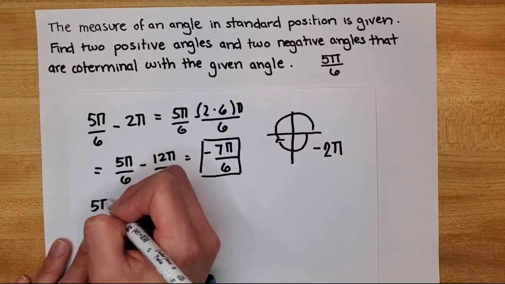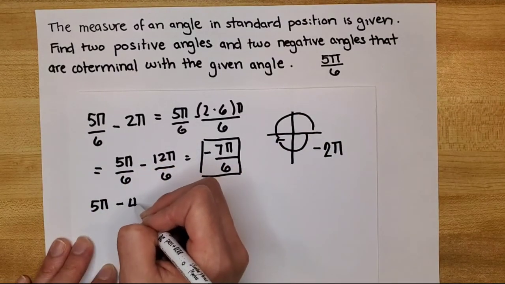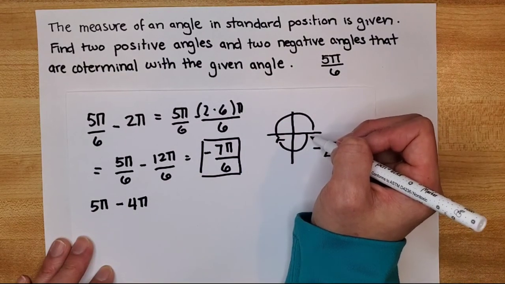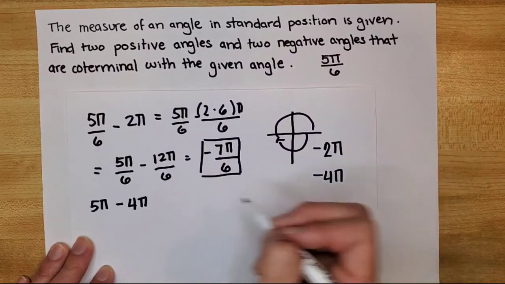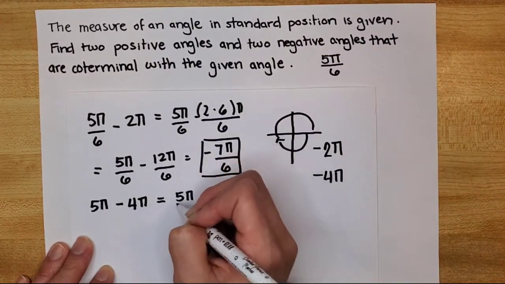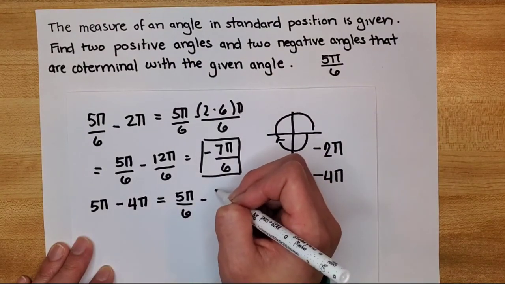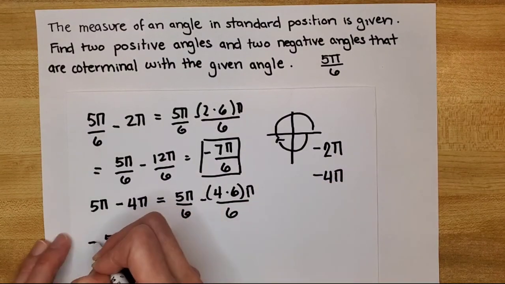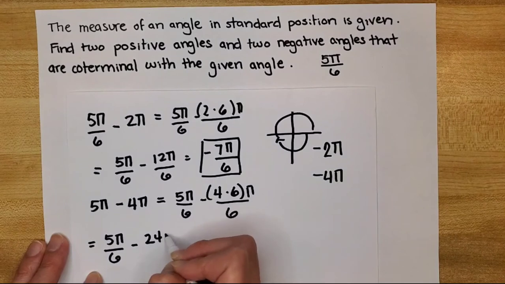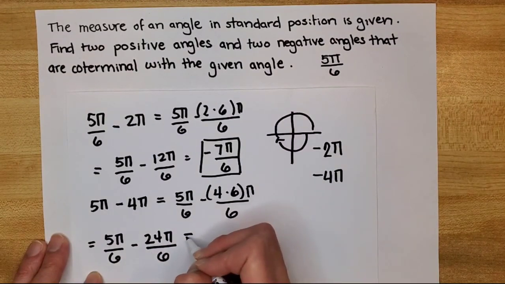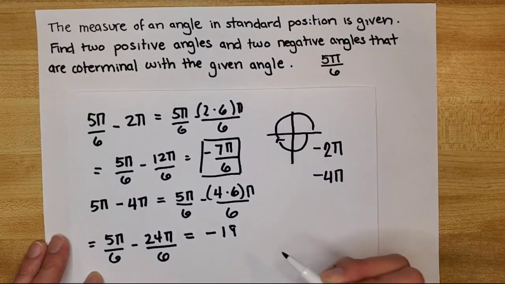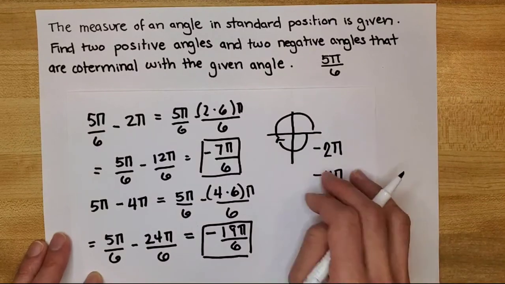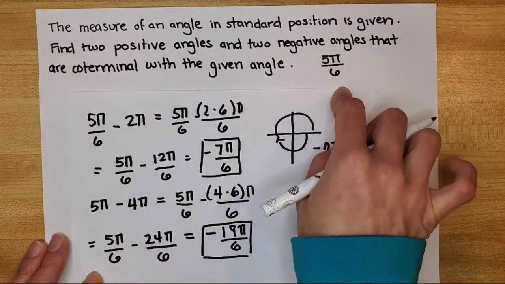Now, we're going to do the same thing, but instead of it being one full revolution around, we're going to do 2, giving us a negative 4 pi value. So we're going to find that common denominator like we did before, giving us 5 pi over 6 minus 24 pi over 6. And then that's going to give us a value of negative 19 pi over 6. And there you go, our second negative angle to 5 pi over 6.